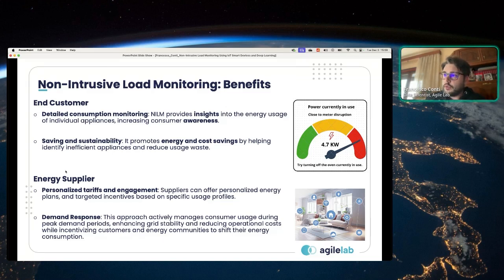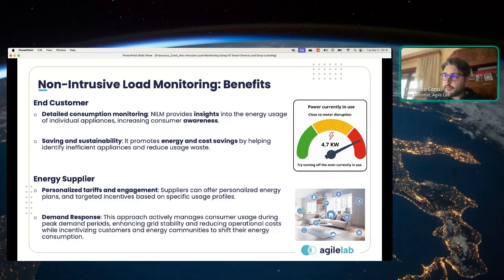Okay, shifting to energy suppliers, we have benefits also for them. Indeed, they can increase the engagement of the final users with this kind of applications, and also implement gamification programs in order to give rewards to users.